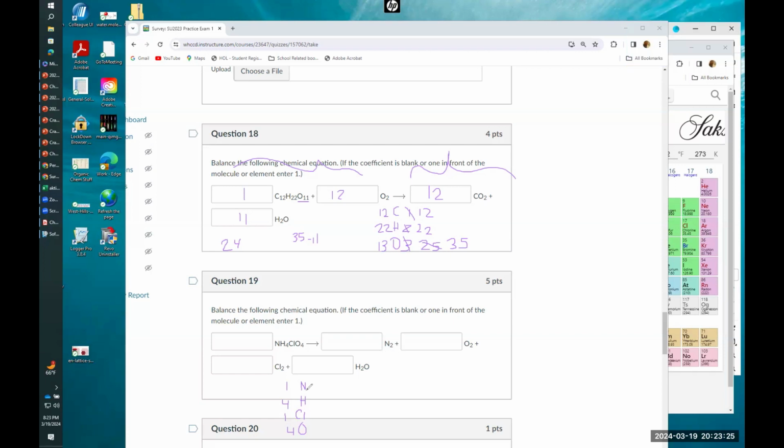Okay, on our product side, how many nitrogens? 2. How many hydrogens? 2. How many Cls? 2. And how many oxygens? 3. Is it balanced? No. Okay, so what do I need to do to balance it?